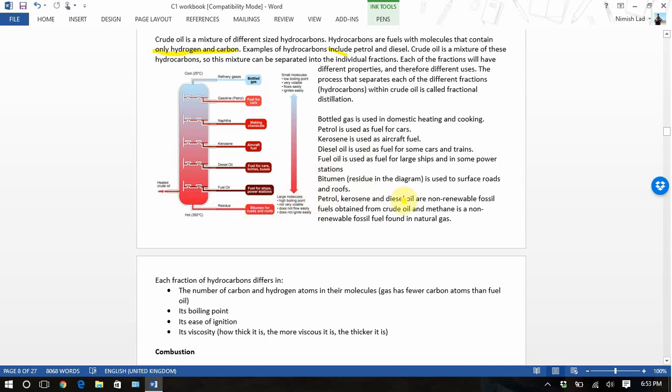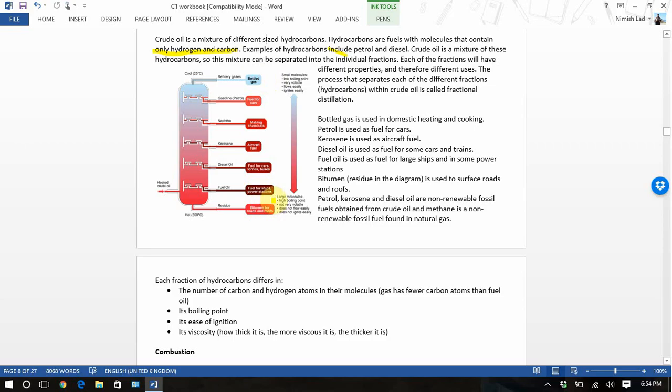So petrol, kerosene, and diesel are non-renewable fossil fuels obtained from crude oil, and methane is a non-renewable fossil fuel found in natural gas. There is one more, and it's called naphtha. That's over here, and that's used for making chemicals, but these are the ones that I like to ask about most in the exam. So each of these hydrocarbons differs in the number of carbon atoms in the molecules. So gas has fewer carbon atoms than bitumen. Then boiling point: low boiling point, high boiling point. How easy it is to light: easy to light, not easy to light. How viscous it is, so it flows easily, in other words not very viscous, or very thick, it does not flow easily.